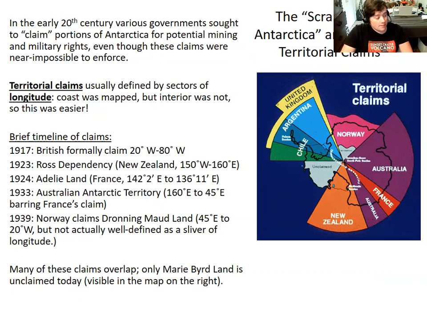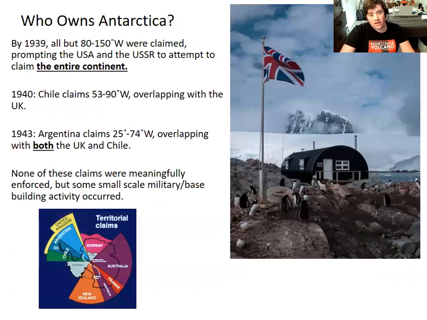Nowadays, the whole idea of Antarctic claims is pretty moot because of the treaty. But in the meantime, by 1939, most of Antarctica was claimed, except for Marie Byrd Land and a couple of other slivers. The US and the USSR did something kind of laughable, and they both claimed the entire continent, which nobody took seriously whatsoever. Meanwhile, some South American countries were fearing that they could lose access to resources or fishing rights, and so Chile made a claim in 1940. They claimed 53 to 90 degrees west, and that actually overlaps with the UK claim. Argentina, not to be outdone, claimed a sliver a few years later that overlaps with both Chile and the UK.